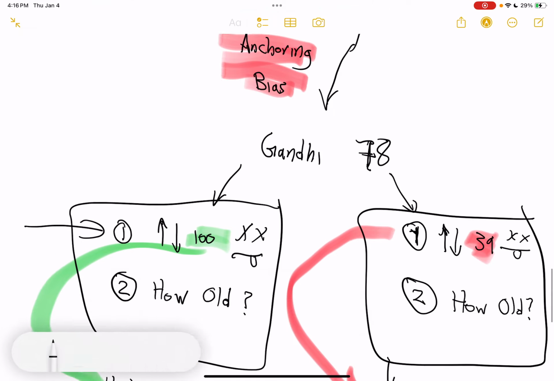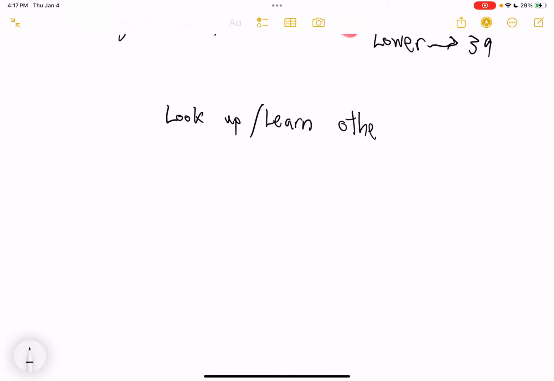Okay, that's all the stuff that we went over in class. We also did some activities where we tested out biases. The most important thing that I want to drill home for you is you can look up and learn other biases. I encourage it. Find some cool cognitive biases or statistical biases that interest you. There are a lot of them.